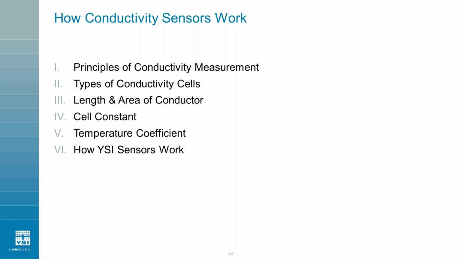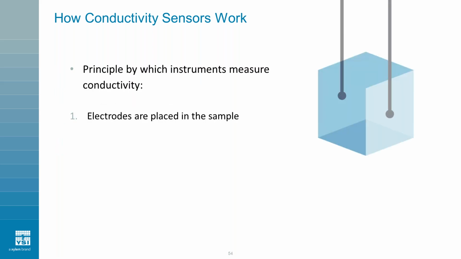All right, in this section, I'm going to discuss principles of conductivity measurement, types of conductivity cells, the length and area of the conductor, the cell constant, the temperature coefficient, and then I'll finally get into specifically how YSI sensors work. So first off, let's review how conductivity sensors work.